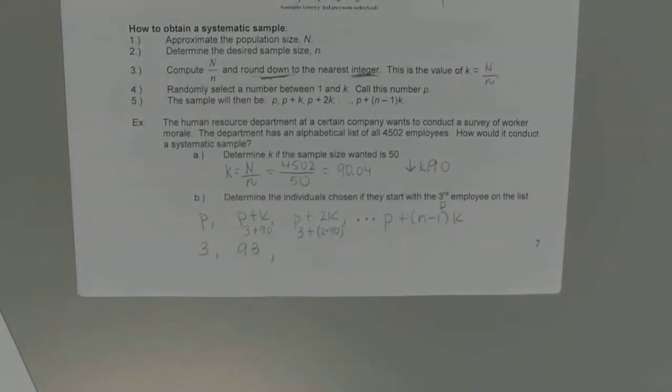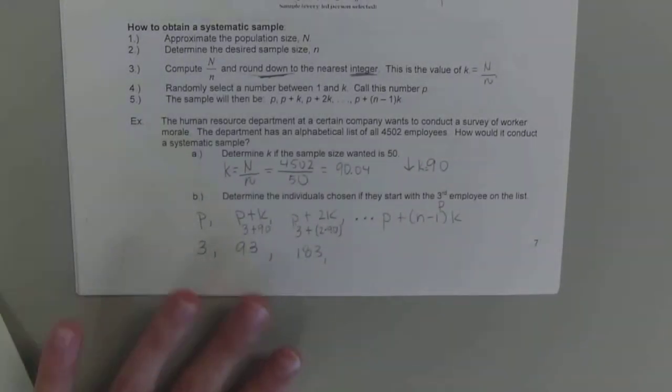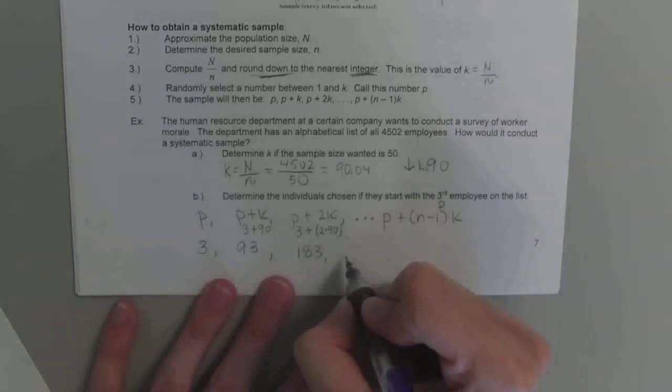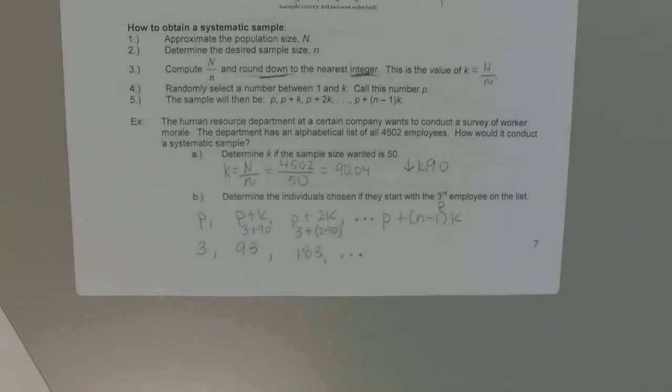Order of operations, we have to do multiplication before we do addition. So what's 2 times 90? 180. What's 180 plus 3? 183. And guys, you would just keep doing that. You would have P plus 3K, P plus 4K, and so forth. All the way to the very end.